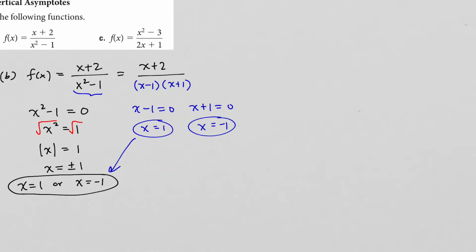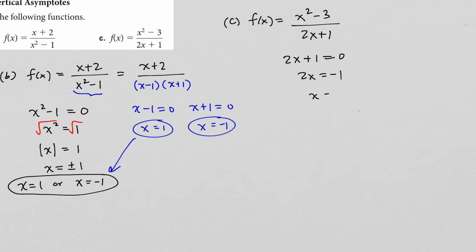For the last one, we have the function f of x is equal to x squared minus 3 divided by 2x plus 1. Once again, to find the vertical asymptotes, we set the denominator equal to 0, and we solve the resulting equation, and for this one we get x equals negative 1/2. And these are all vertical asymptotes because if you graph lines where you have x equals a number, those are always vertical lines.